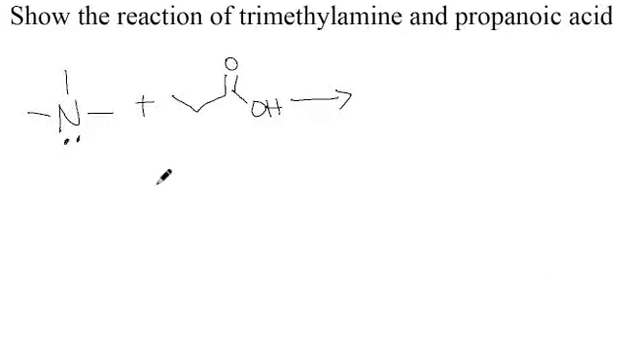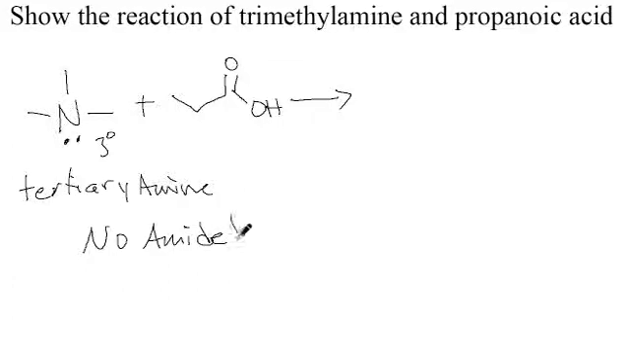However, in an amide formation reaction, we have to be able to make water, in addition to having the nitrogen bonded to the carbonyl. Because this is a tertiary amine, which we can also represent by putting a little 3 degree for third degree amine, it is not going to form an amide. Because it cannot bond to the carbonyl without having a positive charge. All we're going to do is acid-base.